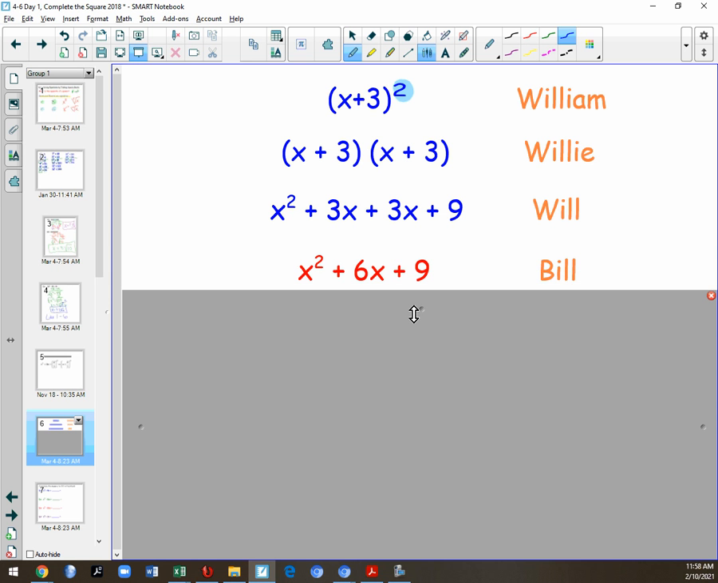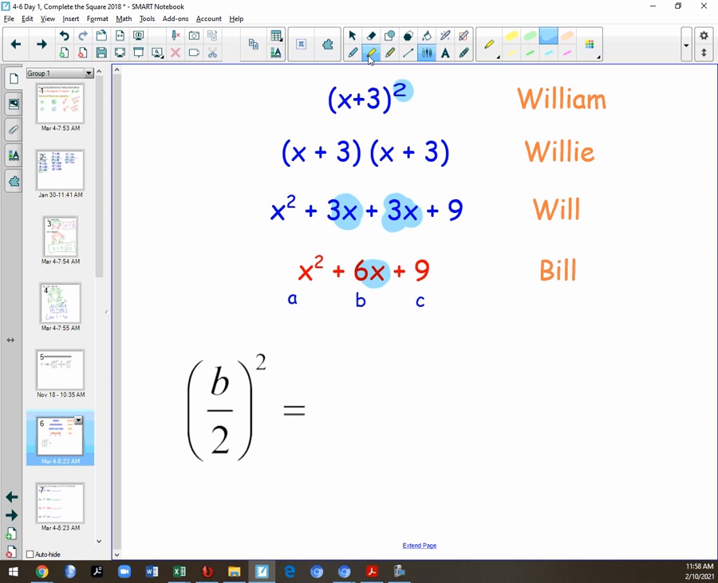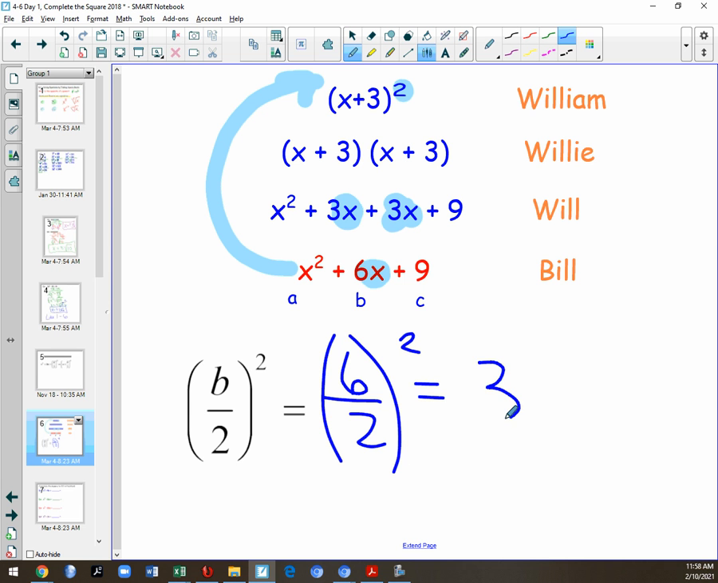Then the next thing is you want to actually combine like terms. When I combine like terms, I'm going to get 6x in the middle, and I'm going to call Will now Bill. What I'm trying to get your brain to understand is that the bottom one is essentially equal to the top one. How are they equal? I need to go from the bottom straight to the top of x plus 3 quantity squared. So how do we do that? Well, what we do is we take our b term, which is 6, and divide it by 2. And that gives me a 3, squared gives me the 9. So this is your B term.